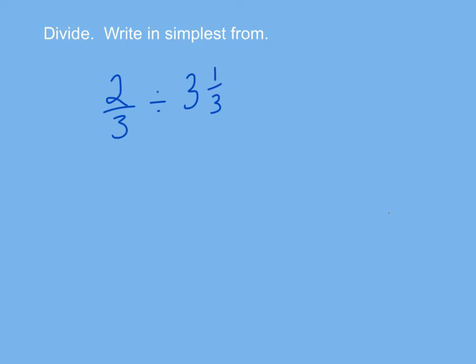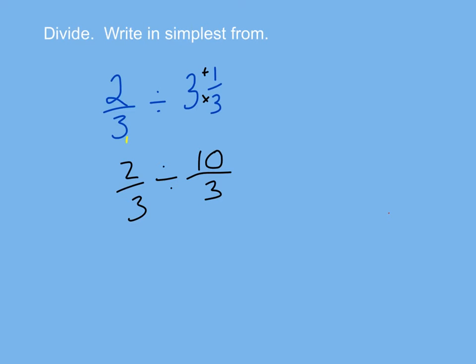So here I have a division problem where I have one fraction and one mixed number. Step one is to get this into an improper fraction. And remember, to do that, I multiply the denominator times the whole number. 3 times 3 is 9. And then add the numerator, which is 10. So when I rewrite this, I would do it like this: 10/3 divided by 2/3.